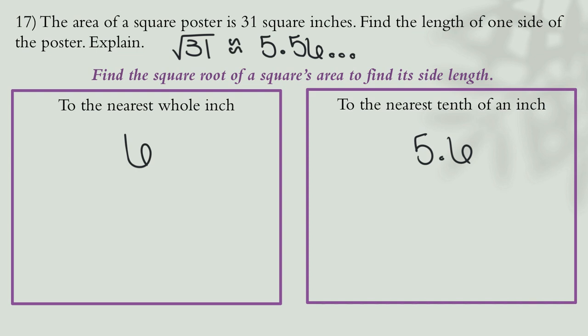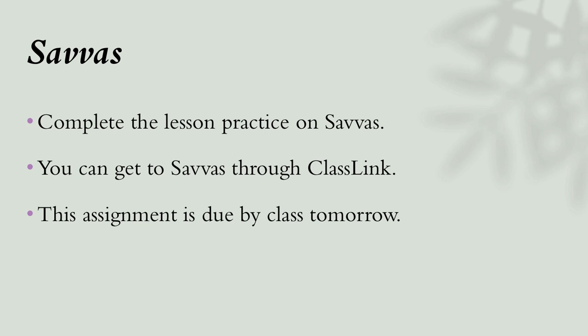Okay. So everything we've done today just involves decimals, comparing and ordering the decimals. You have a short assignment. It is going to be on Savvas. Realize you access it through ClassLink. You have the remainder of class, which is a good 20 minutes to work on it. If you get it done, you're done. No homework.